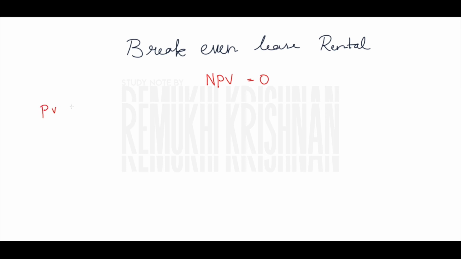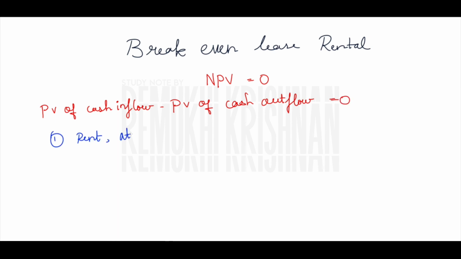So now we are going into a very important concept of leasing decision. It is called break even lease rental, famously called BELR. Here your net present value is going to be zero. Let us recall what net present value is. Net present value is nothing but the present value of cash inflow minus the present value of cash outflow. When it is equated to zero under a leasing decision, it is considered to be the break even lease rental.